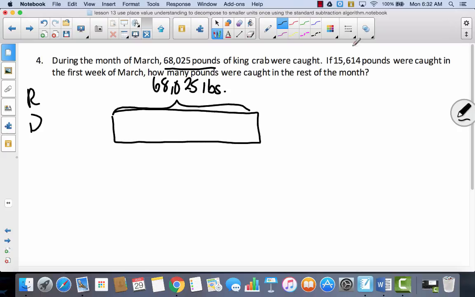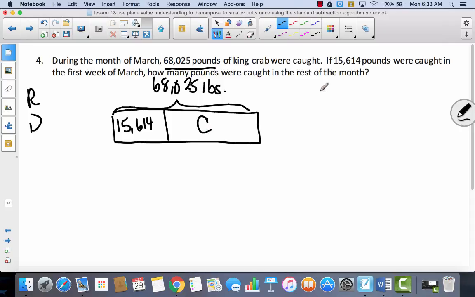All right, now it says if 15,614 pounds were caught in the first week of March, how many pounds were caught in the rest of the month? So we've got the first week of March, and they caught 15,614, and they want to know how much was caught the rest of the month. So I'm just going to call this C because we're talking about crabs. I could call it anything. So if I have this part, and I'm missing a part, but I know the total, how would I find the answer of the missing part? Well, I need to subtract.